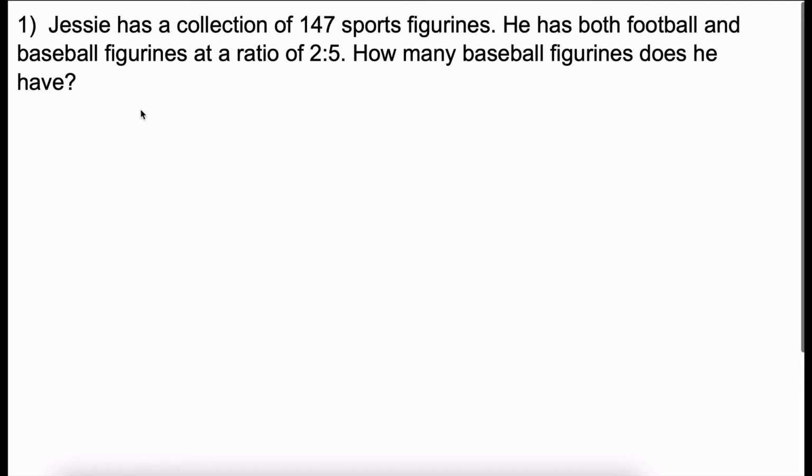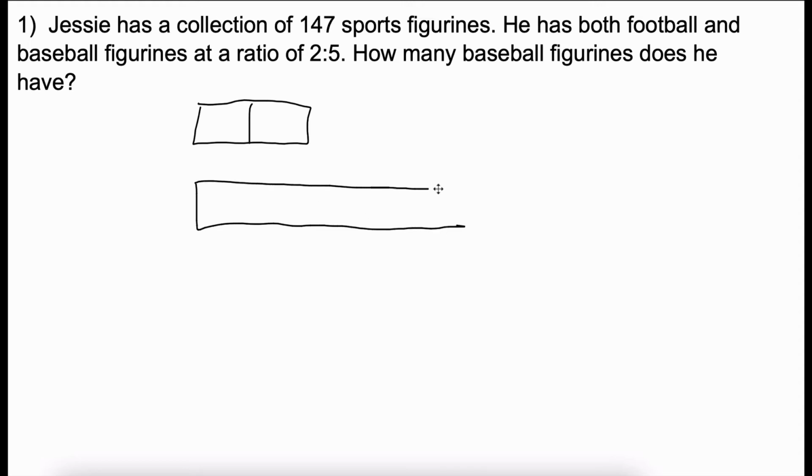Problem 1, Jessie has a collection of 147 sports figurines, and you know that the ratio of football to baseball is a 2 to 5. There's a lot of different ways you could have solved this. I'm going to show most of these with tape diagrams just to give the visual representation. So for this one, a 2 to 5 ratio would look like this.